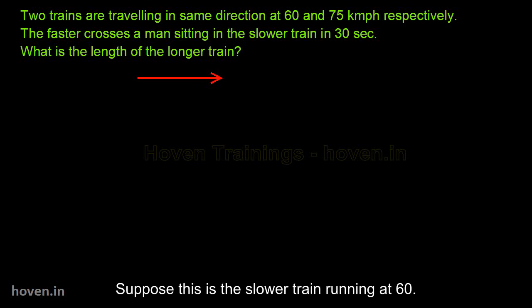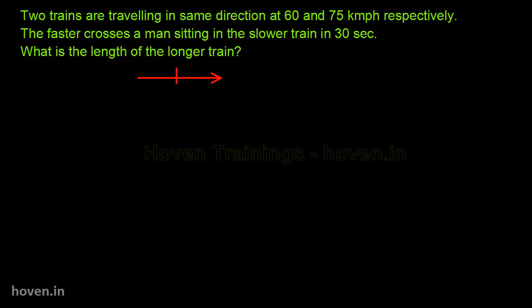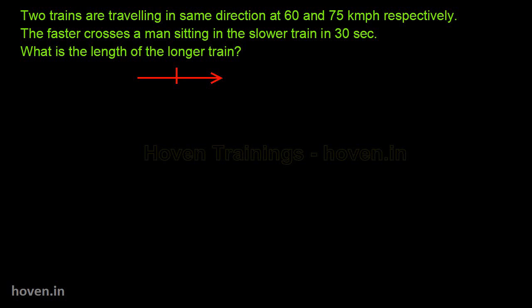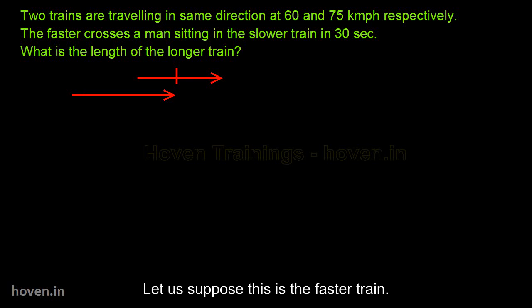Suppose this is the slower train running at 60. Suppose this is the man sitting in this train. The man is also traveling at 60. Let us suppose this is the faster train. Let its length be L. We have to determine this length.